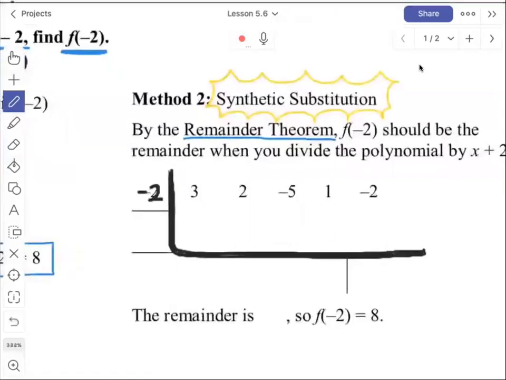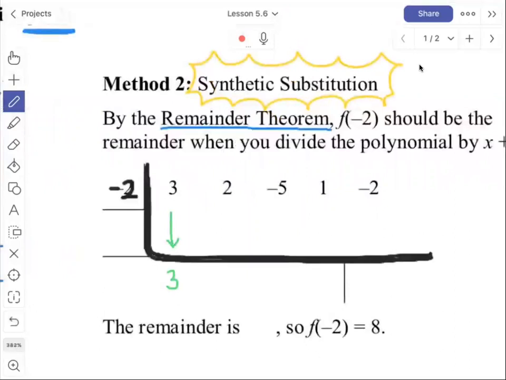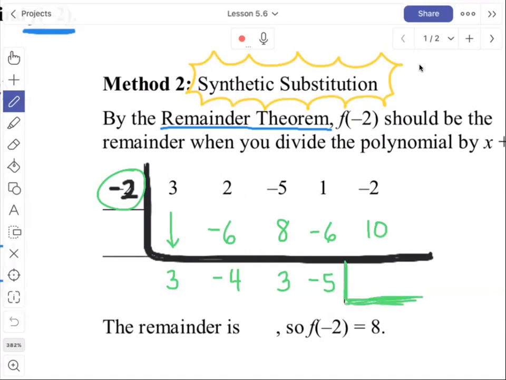So drop down the 3, multiply the 3 times the -2, and put that underneath the 2, and add. You get -4. Multiply that with the -2, and we get +8, and add. Multiply with the -2, we get -6, and add. Multiply that with the -2, we get +10. And then our last number here, we get a remainder of, oh my goodness, look at that, guys.